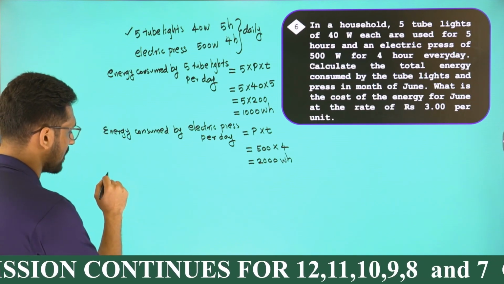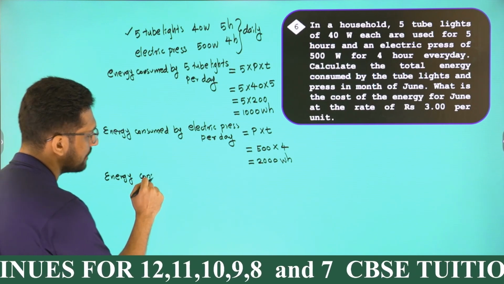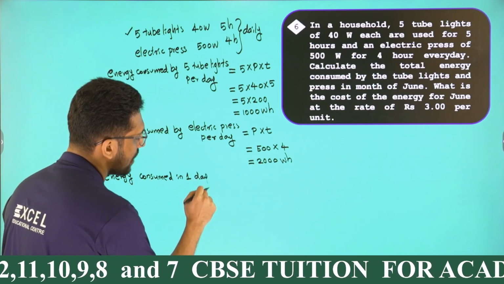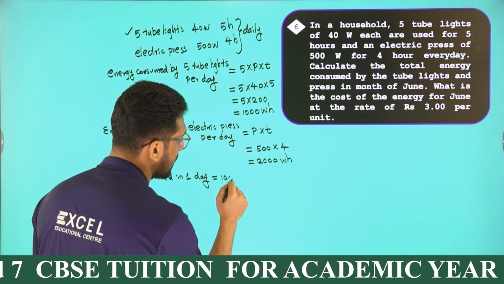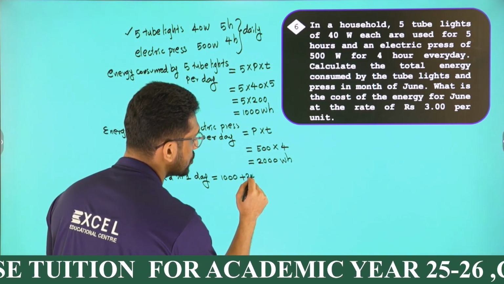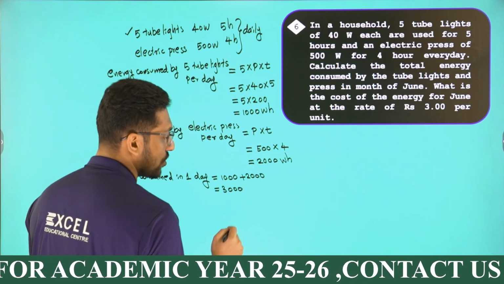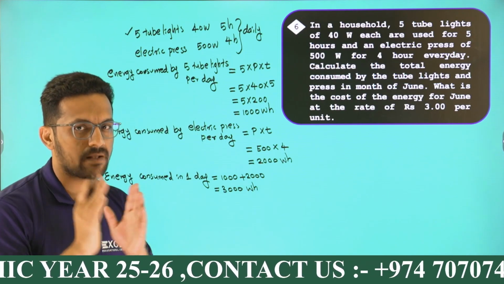That is the next one. Energy consumed in one day. What is the energy consumed in one day? Just add them. What is that? 1000 plus 2000. You will get 3000. So 3000 watt hour is the energy used in one day.